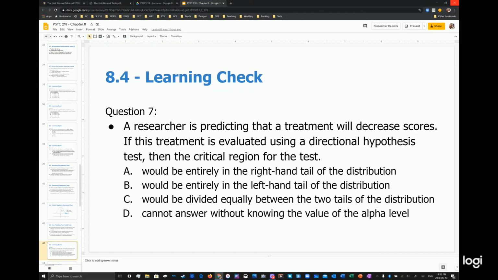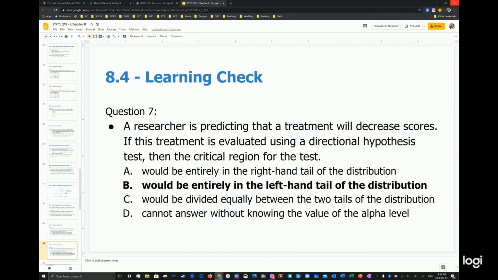A would be entirely in the right tail direction. B would be entirely in the left tail direction. C would be equally divided between two tails of the distribution. Or D, you can't answer this question without knowing alpha. Take a moment and think about how one-tail tests work depending on the research question. That is your alternative hypothesis, or your answer to your research question as stated in the alternative or research hypothesis, and see what the best answer for this question would be.